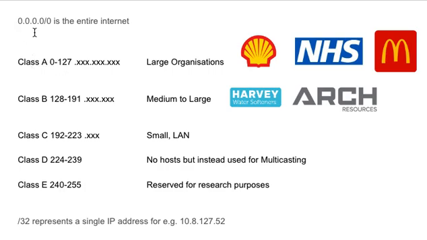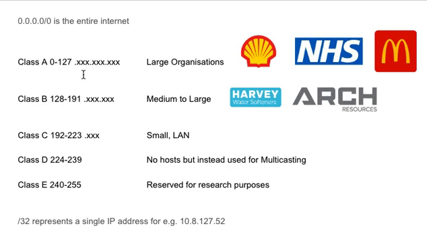So 0 to 127 is for class A. These are large organizations. As you can see, I've put Shell here, which is an international company, worldwide. Then we have NHS, which is based in the UK, National Health Service, healthcare, which has millions of people working for it. We have McDonald's, which is also a worldwide company, and they are massive, so they are in class A. Class B is usually for medium to large size businesses, so anything between 128 and 191.